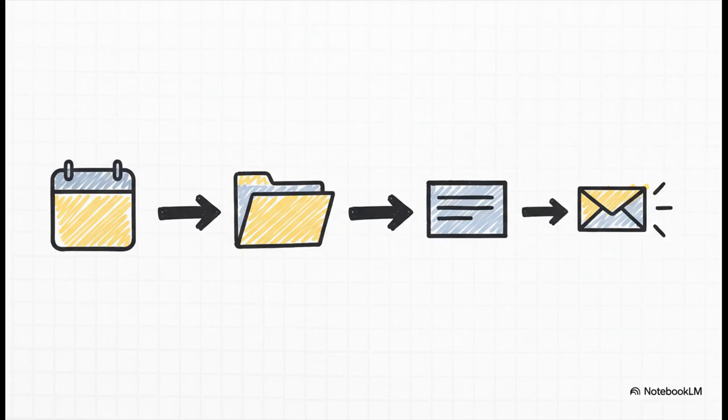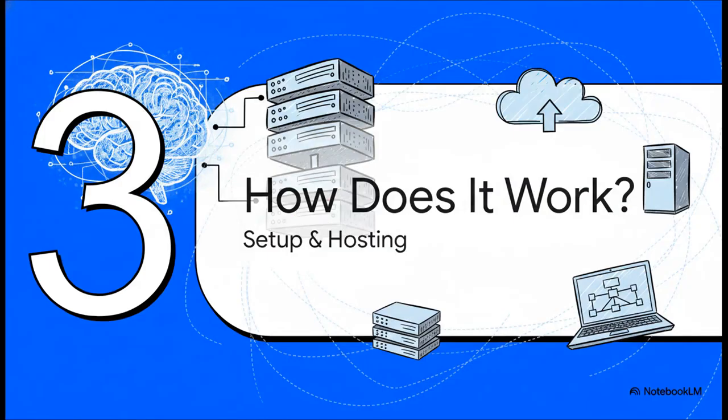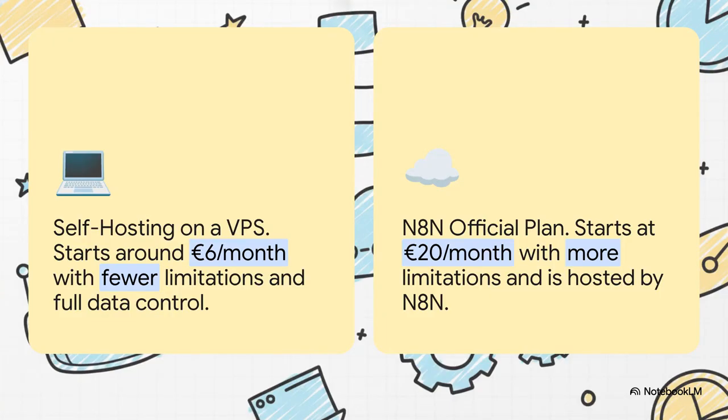So, now that you've seen what's possible, you're probably asking, okay, how do I actually get this thing running? Right. So for your AI to work, its brain needs a place to live online. This is called hosting. You're basically just renting a tiny, private little computer in the cloud. It's called a virtual private server, or VPS, and that's where your automations will run day and night. You've basically got two paths here. You can use n8n's official paid plan, which is great, but it starts at 20 euros a month and has some limits. Or you can self-host it on a service like Hostinger for around 6 euros a month. You get way fewer limitations and a lot more control.